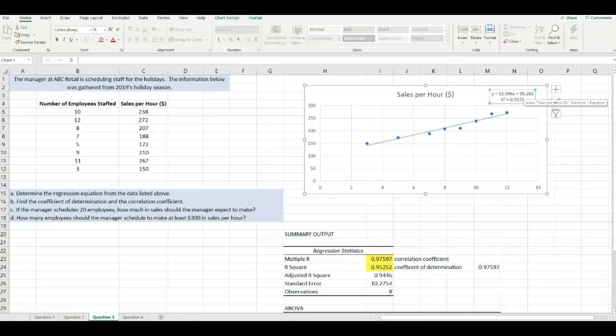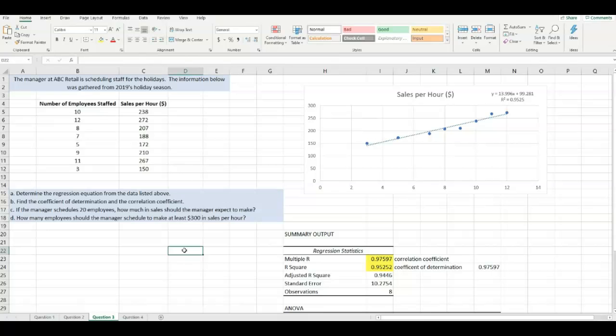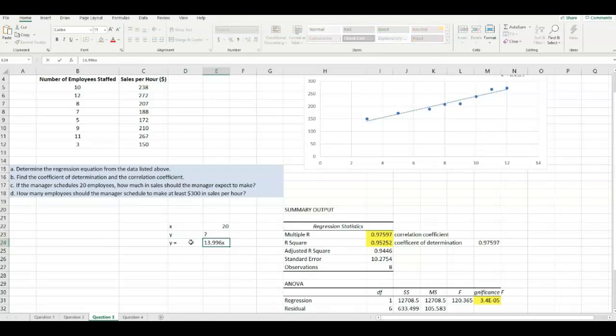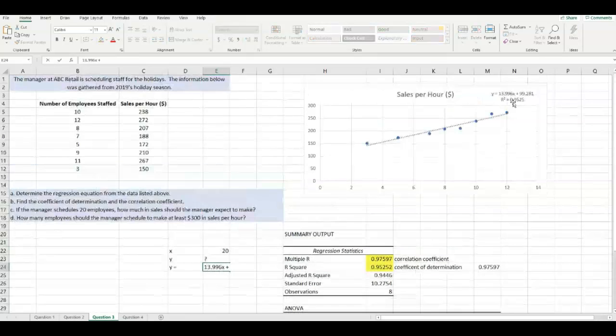Regression can help you predict. So your number of employees, we said that was our x variable. So if your x equals 20, we are trying to figure out the number of sales in that hour. So we're solving for y in our regression equation. So our regression equation, remember, is 13.996x plus 99.281.